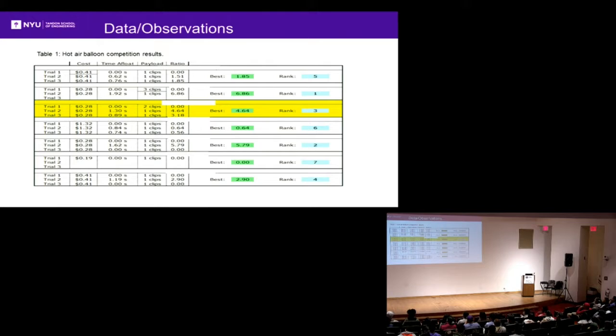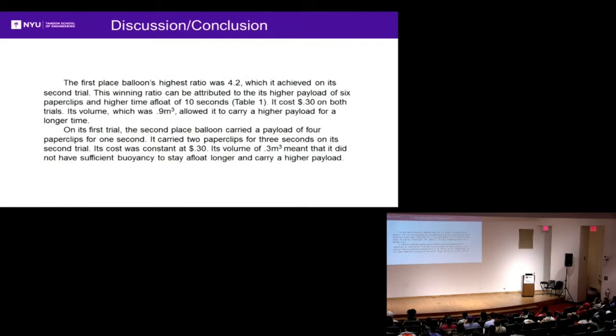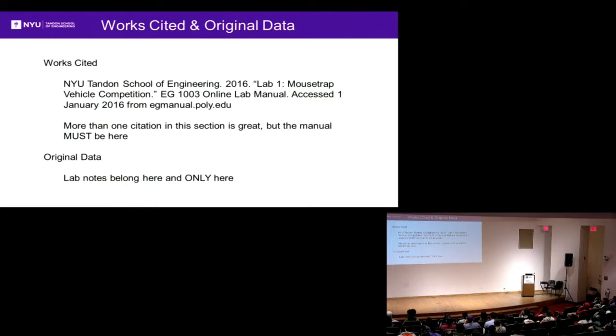And so what second and third have to do is increase their time afloat. And at that point, you might want to look at balloon volume, right? Because that might be the thing that makes a difference. So you've got to know your balloon's volume, and ideally you would know the volume of the other balloons. Everyone follow that? So that's the discussion and conclusion.